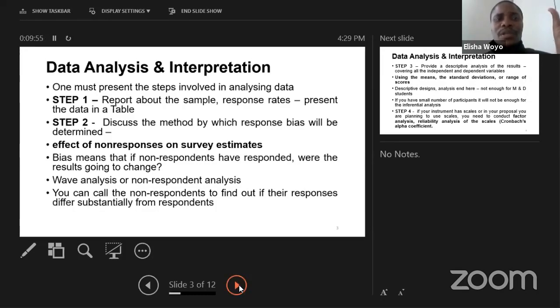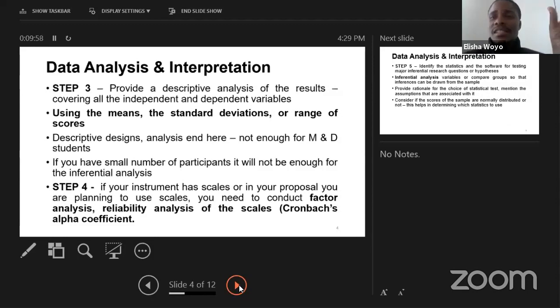Then the third most important step, which I often find in most proposals that I have listened to when they are being defended, most proposals that I have examined, is that people really think that a descriptive design is a good design. It is a good design for undergraduate students who are trying to get a sense of what research is all about. So they can stick to a descriptive design where they can simply describe the results, and it ends there.